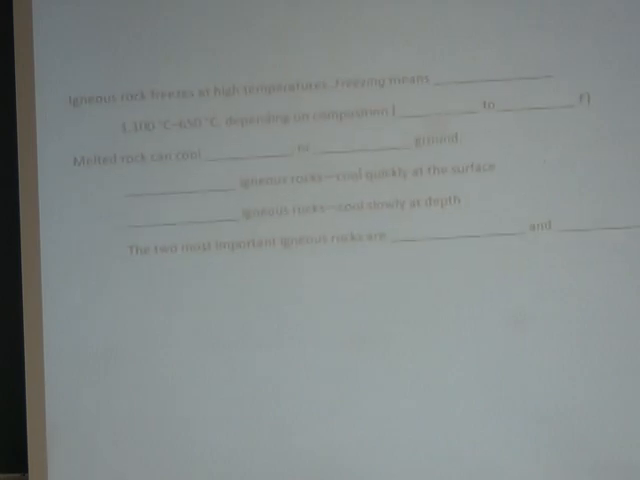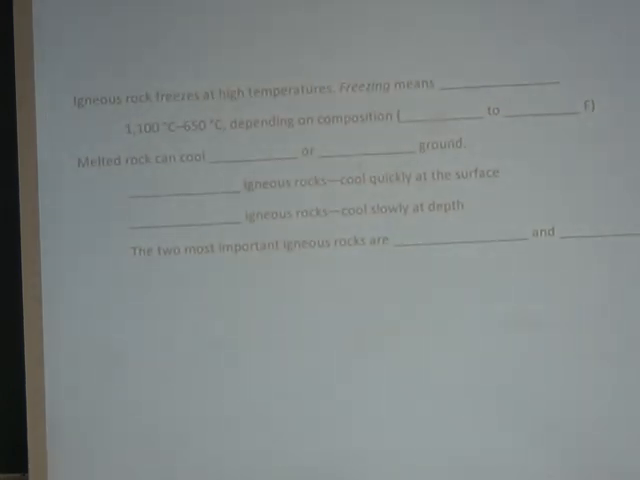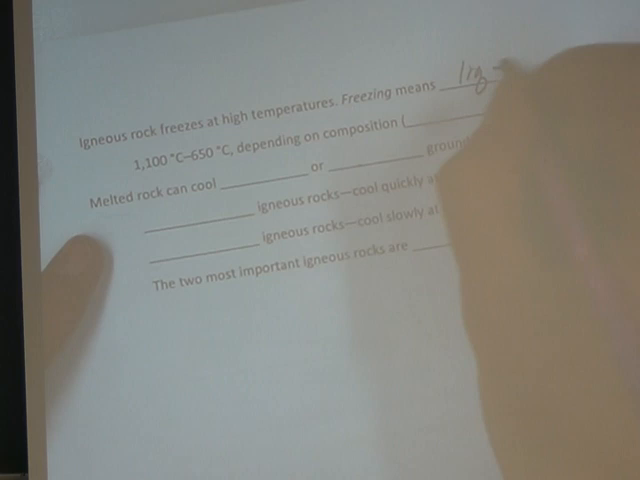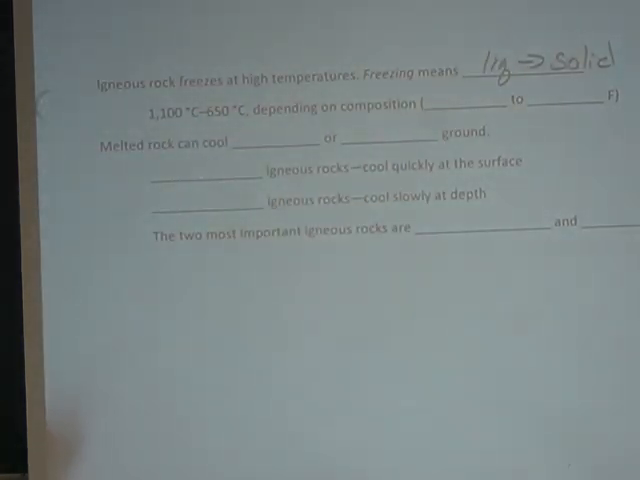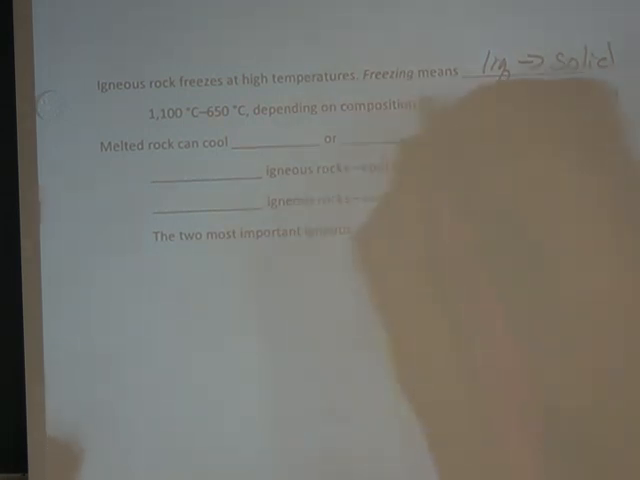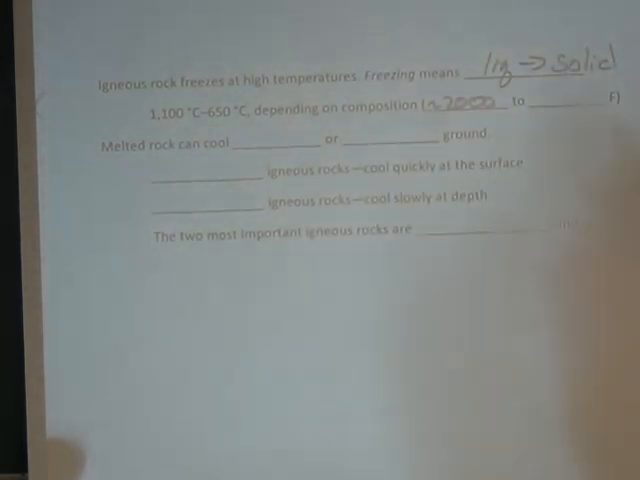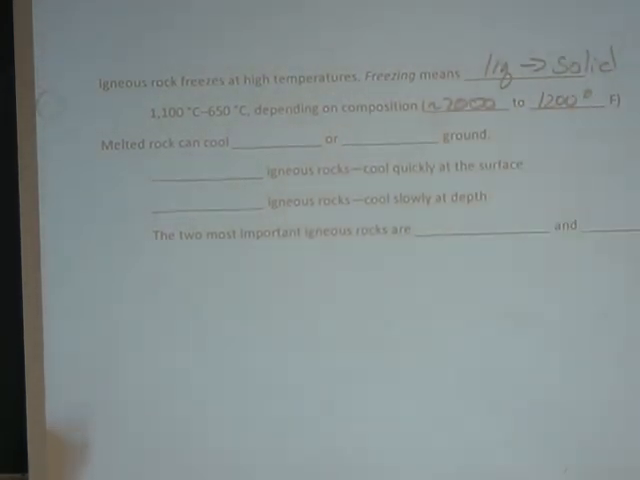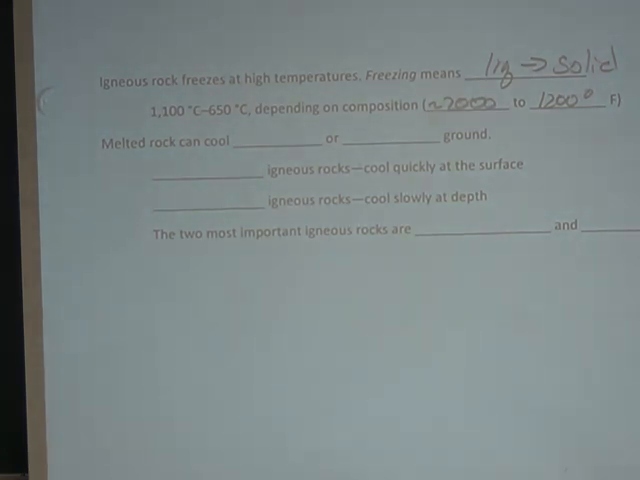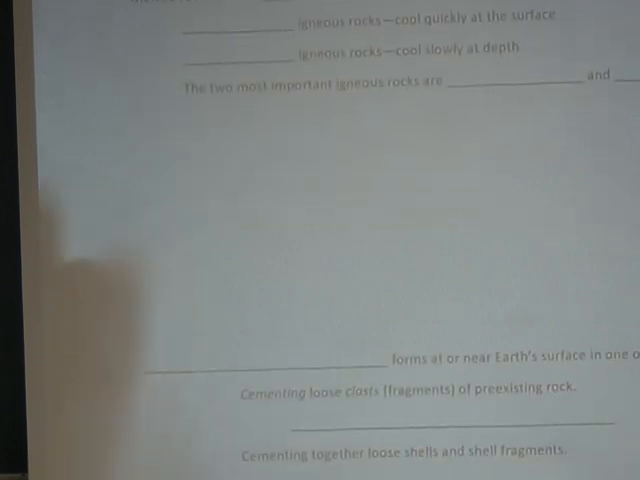So, igneous rock freezes at high temperatures. What do we mean when we say freezing? Excellent, it turns into a solid. So we go from a liquid to a solid. And that can happen at about 1100 degrees C to 650 degrees C, depending on composition. In other words, somewhere around 2000 to 1200 degrees Fahrenheit. Now, just like melted rock can be in two places, frozen rock can be in two places. You can have igneous rock forming above ground, or below ground.